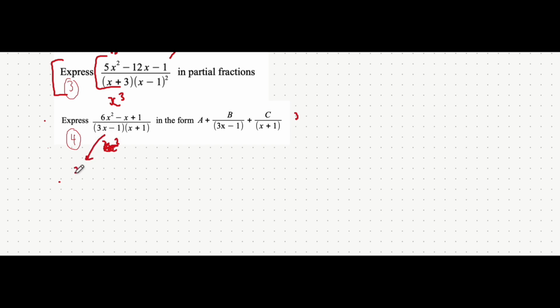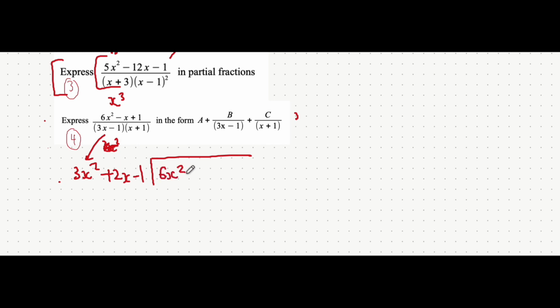So 3x times 3x is 3x squared. 3x times 1 is 3x. Minus 1 times x is minus 1x. 3x take away x is plus 2x. And then minus 1 times 1 is minus 1. And you divide the numerator by this.